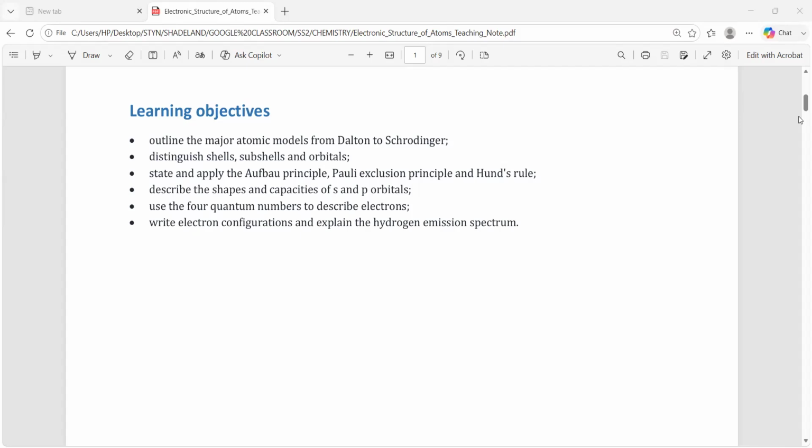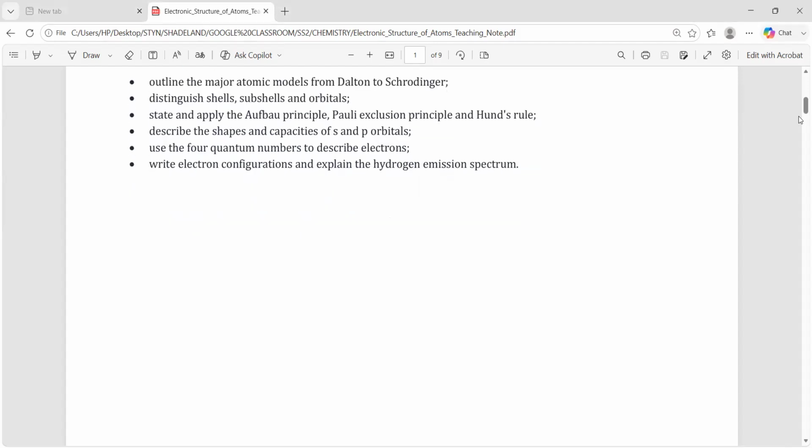Then you should be able to use the 4 quantum numbers to describe an electron. We are going to do quantum numbers hopefully today. I might have to rush this if we do that. Okay, quantum numbers to describe electrons. Then we should also be able to write electron configurations and explain the hydrogen emission spectrum.